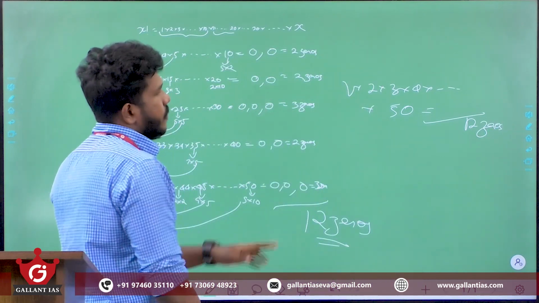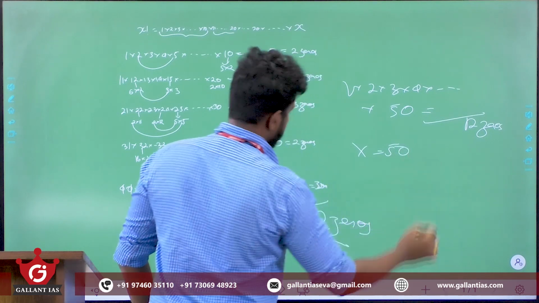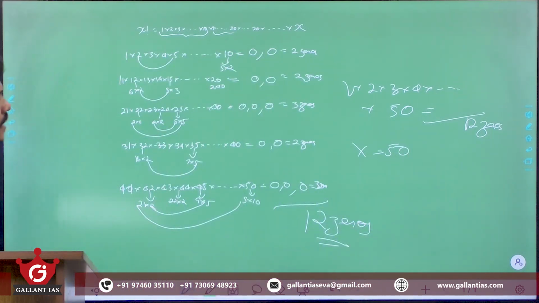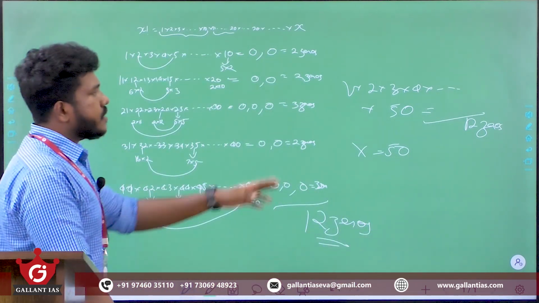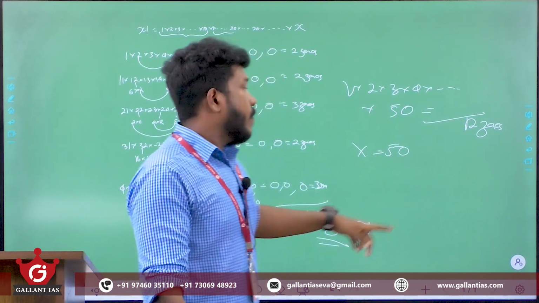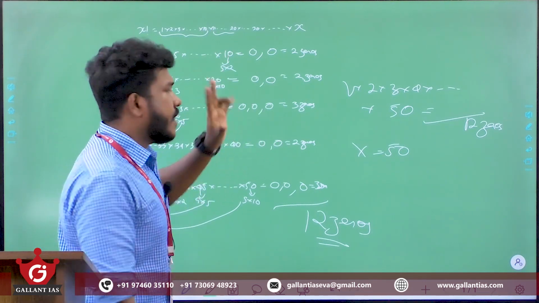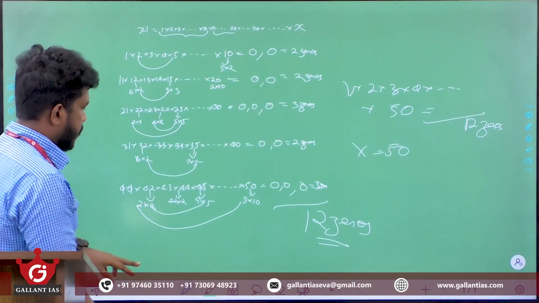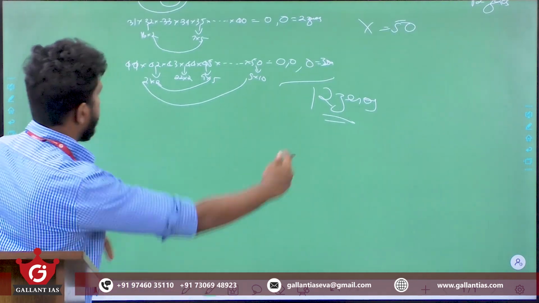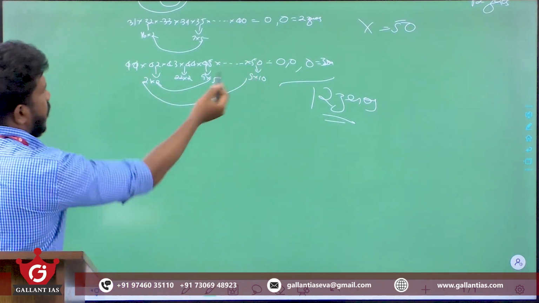But that means the x value is 50. Okay. So if you are taking x is equal to 49, it is saying that up to 50 it is 12 zeros, right? So up to 49 they are saying that it will be only 10 zeros, right? So let us check whether it is 10 zeros or not. Let us find the factorial up to 49, right?